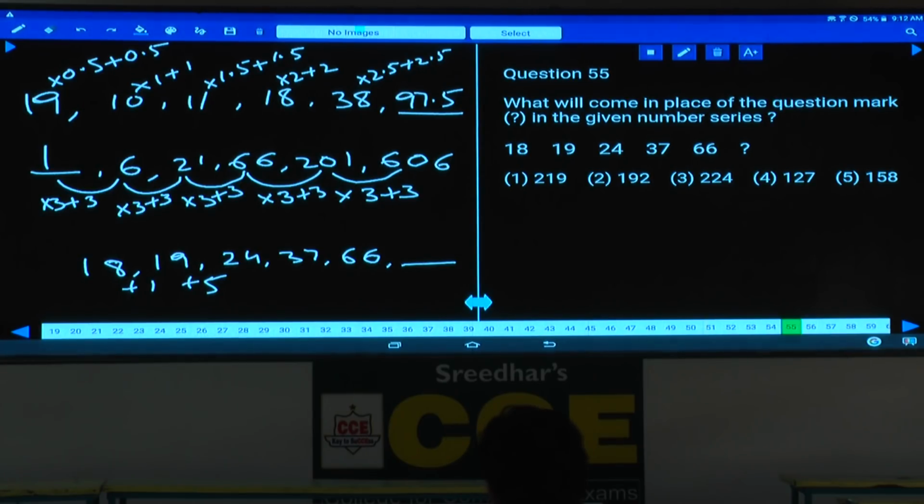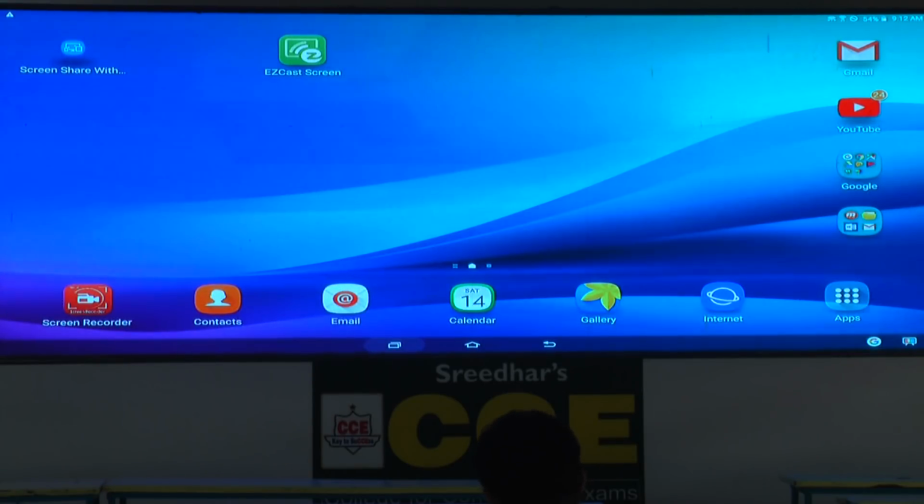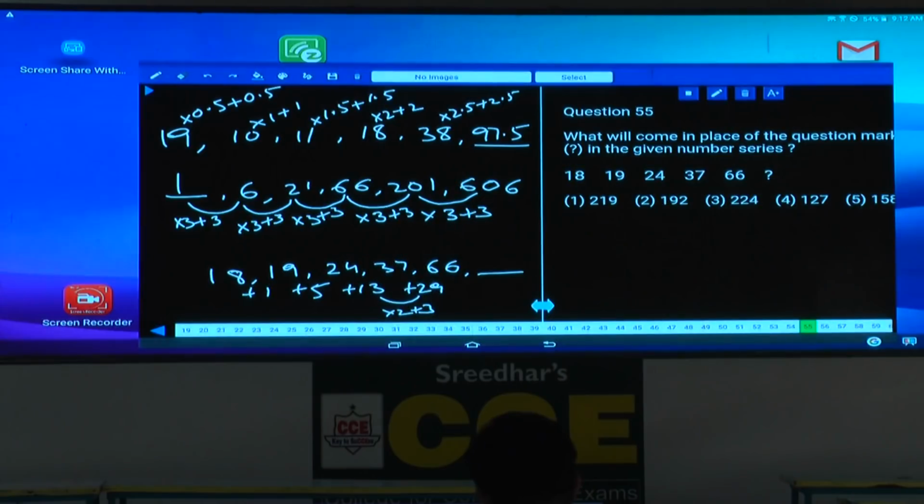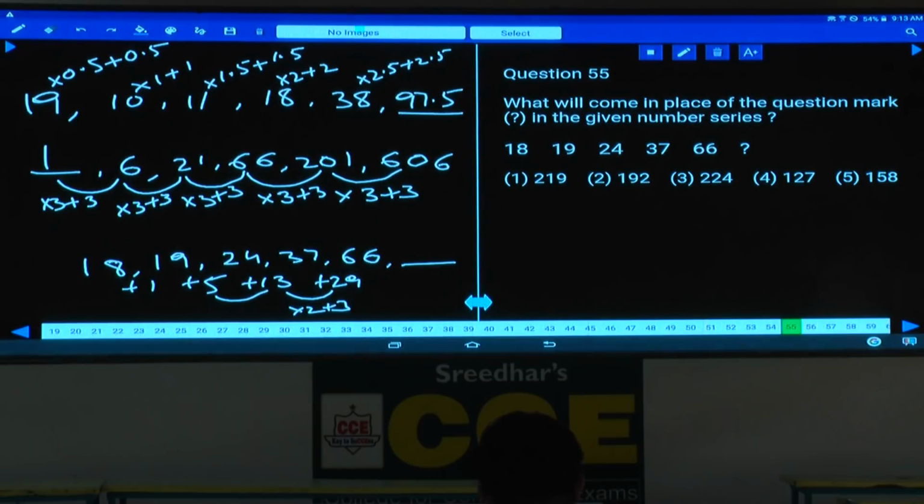And 24 and 37, what is the difference here? 24 plus how much? Plus 13. And 37 and 66, what is the difference? 37 and 66. 29. Then how to relate these numbers? 1, 5, 13. 13 and 29, 13 into 2, 26 plus 3, 29. Isn't it? Now, again, 5 into 2, 10 plus 3, 13. 1 into 2, 2 plus 3, 5.